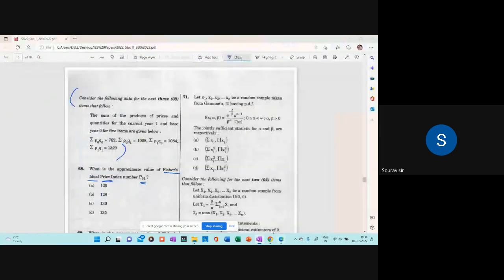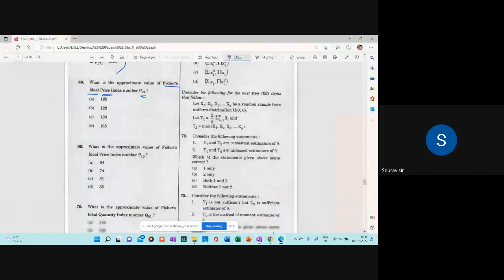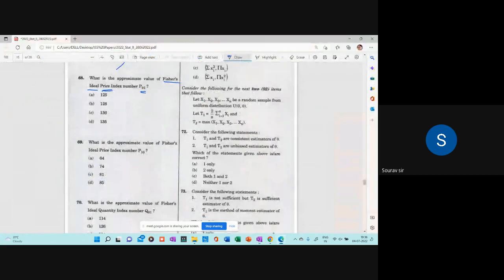Next, what we need, this is corresponding to 68: Fisher's ideal price index number P1 naught and P naught 1. If you can see this, this is taking base year as 0, current year as 1, and this is base year as 1 and current year as 0. And the same thing, Fisher's quality index. We also need this quality index as well.